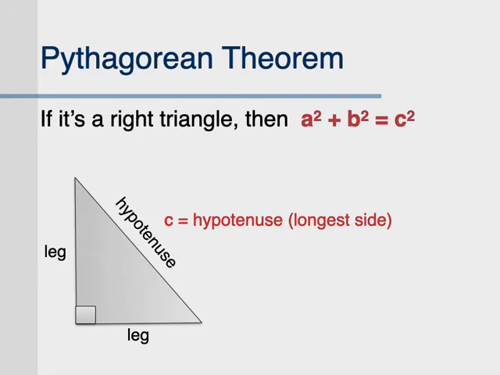The a and b in your equation are the lengths of the two leg sides. It doesn't really matter which leg side you label a and which leg side you label b. The important thing is that they're not the hypotenuse. So the square of each leg side added up equals the hypotenuse squared.